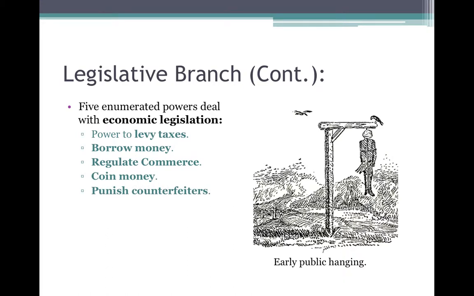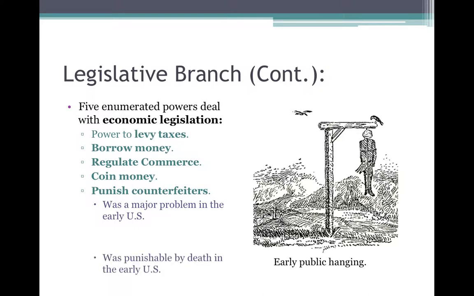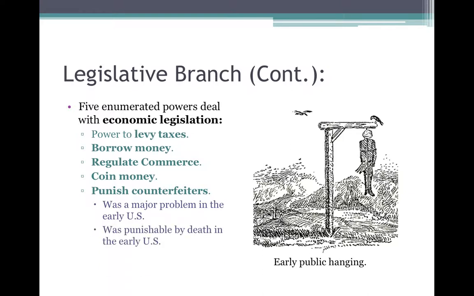Counterfeiting was a very widespread crime back then. Today it is much more rare because of the technology that we have. So this was a major problem in the early U.S., and it was punishable by death.